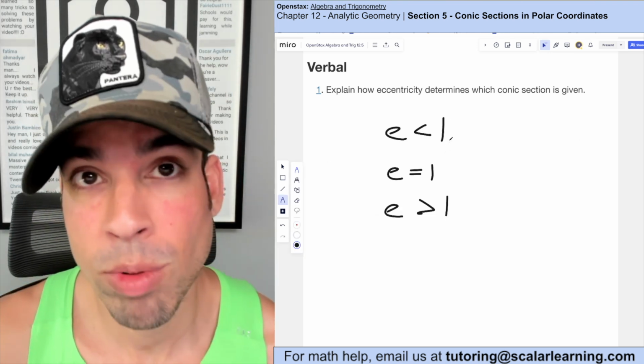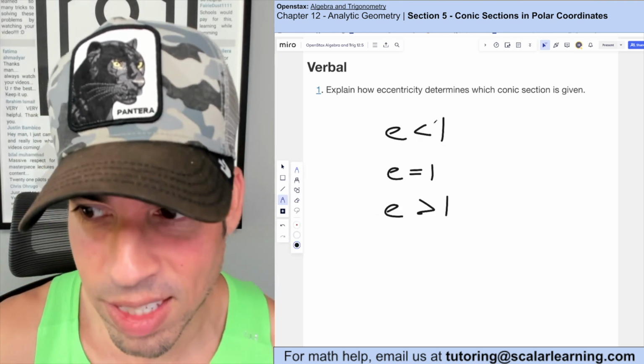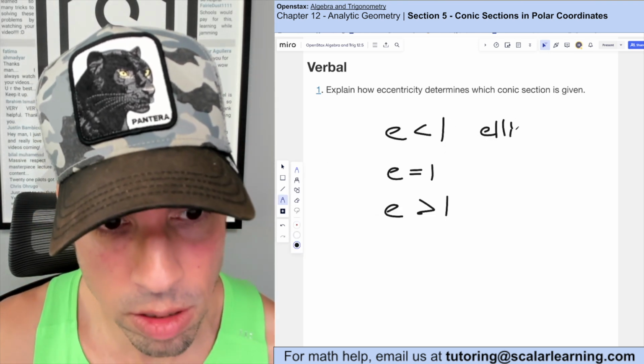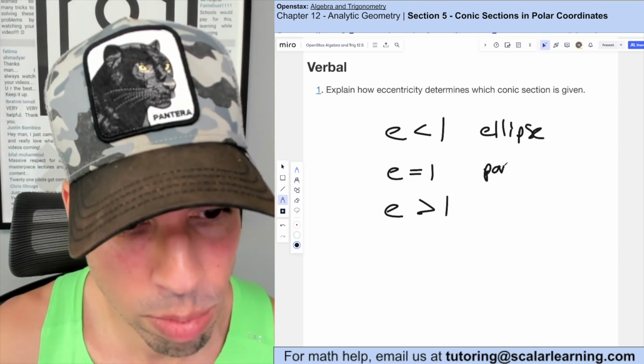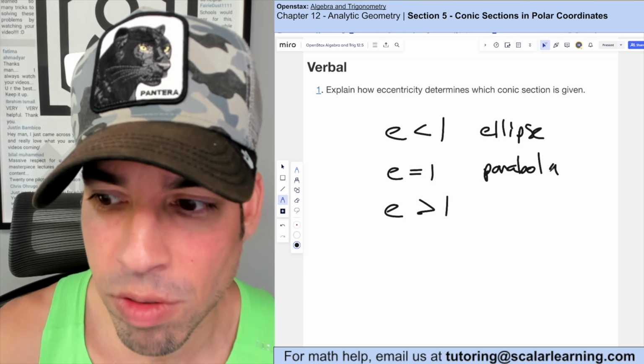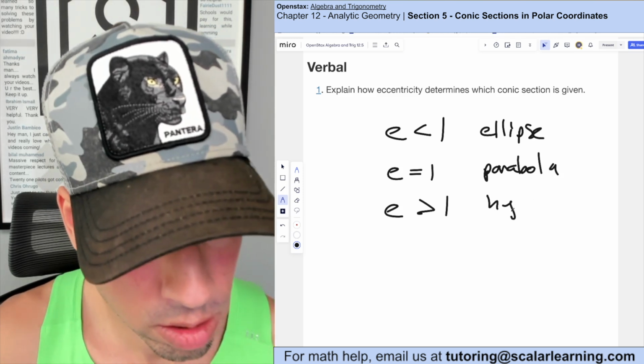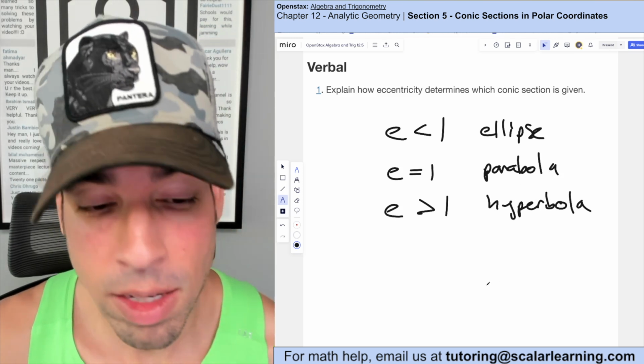So we basically got three different categories, right? First, if eccentricity is less than 1, this would give us an ellipse. Option 2, if it's equal to 1, this means it's a parabola. And option 3, if eccentricity is greater than 1, then it's a hyperbola. So that is how you can tell.